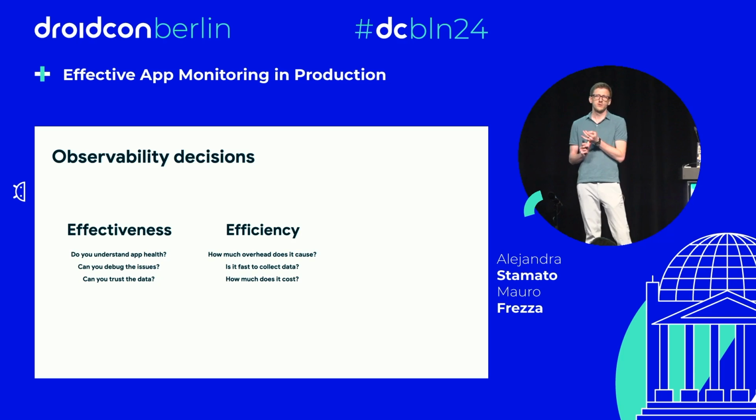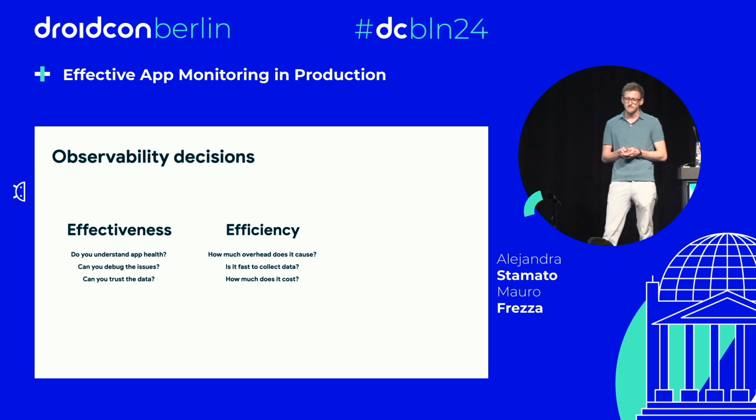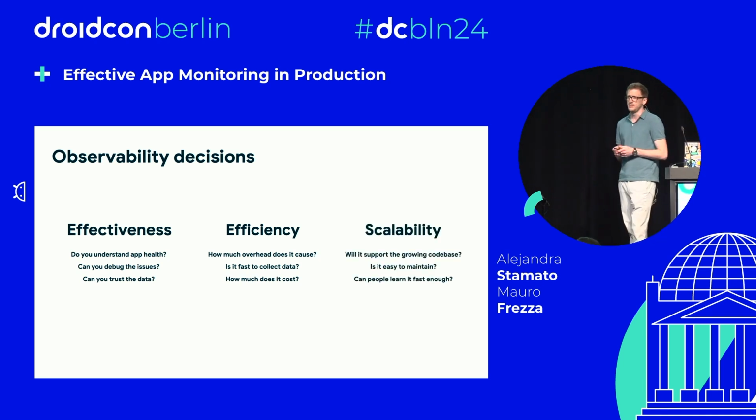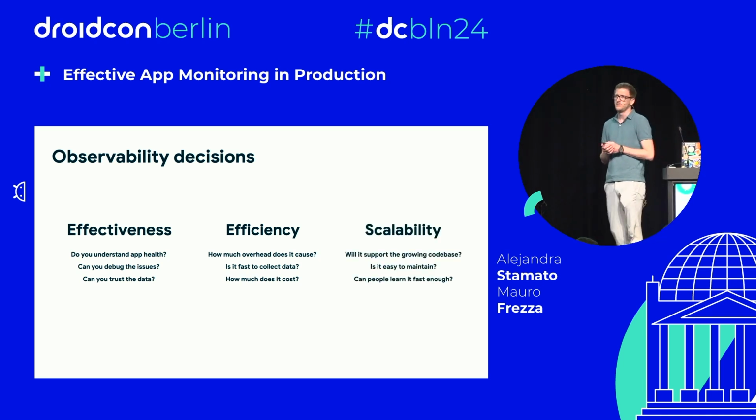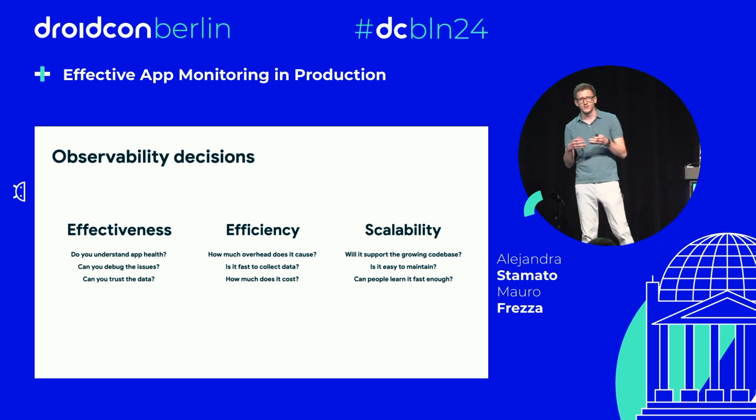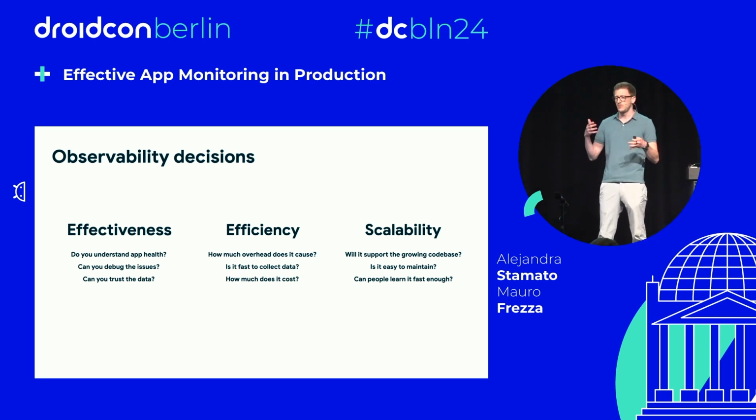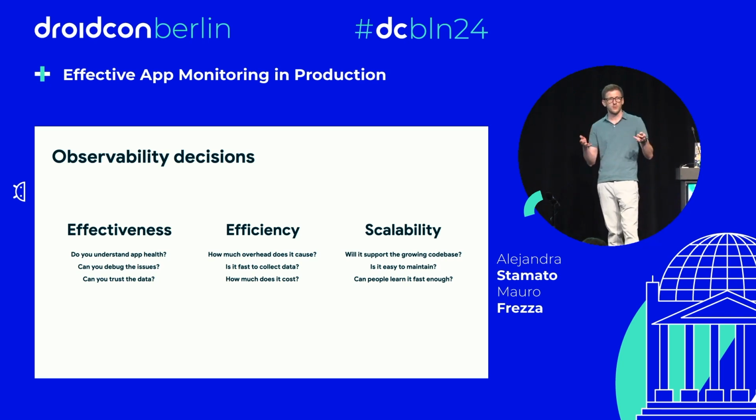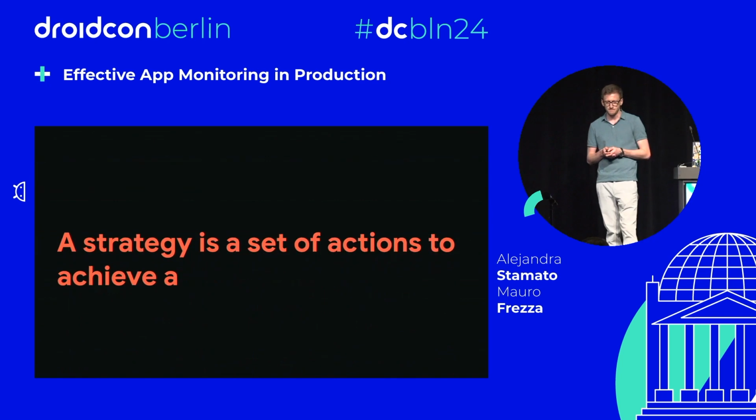You don't want it to cost too much, because you're obviously storing a lot of data about what the users are doing throughout the app. And it also needs to be scalable, in terms of the code base. Will it support a more complex code base? Will it support multiple teams working on it? There are a lot of aspects that you need to consider when you're approaching the introduction of observability into your app, and so you need to be strategic about this.